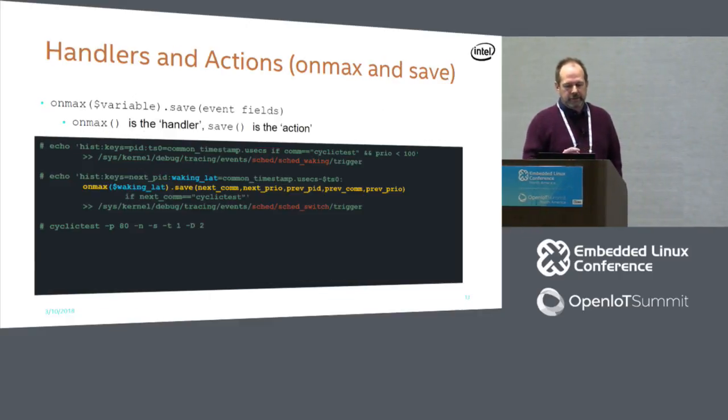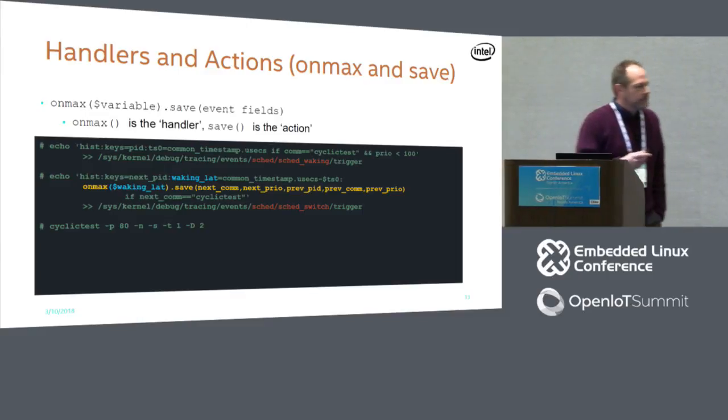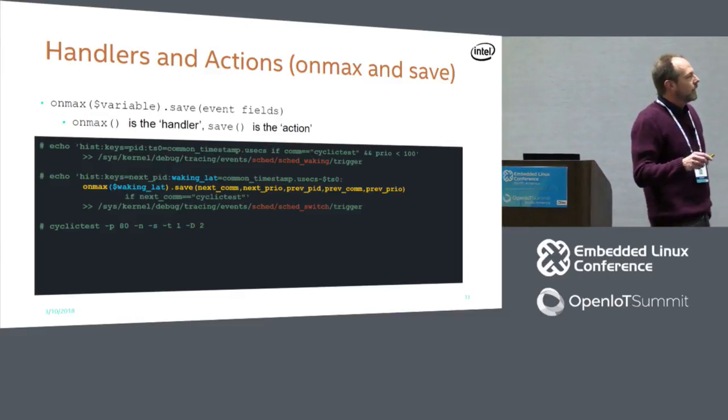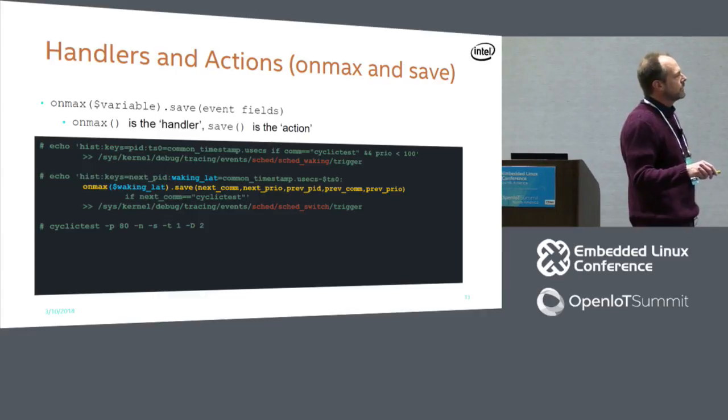So in terms of the triggers, this is what it looks like. All we're doing is adding this line here, and to the left of the dot is the handler, and to the right is the action. In this case, the handler is saying, okay, we're calculating the latency, and then passing it to this onMax function, the handler, and then if it's larger, then we're invoking this action on the right.